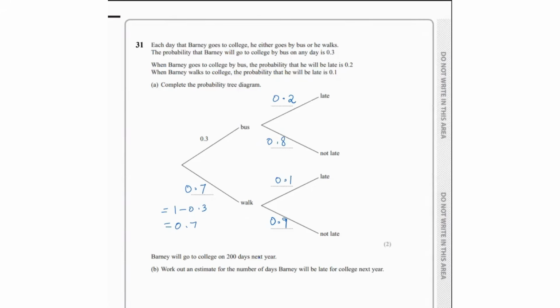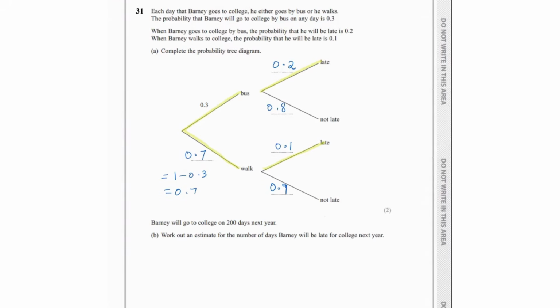So now Barney will go to college on 200 days next year. Work out an estimate for the number of days Barney will be late for college next year. So for him to be late, he goes by bus and he's late, or he's walking and he's late. So when you're going along the branches, you multiply the probabilities. When you're moving across, you add. So 0.3 times 0.2 is him taking the bus and being late, plus him walking and still being late. So this will be the probability of him being late for college next year.